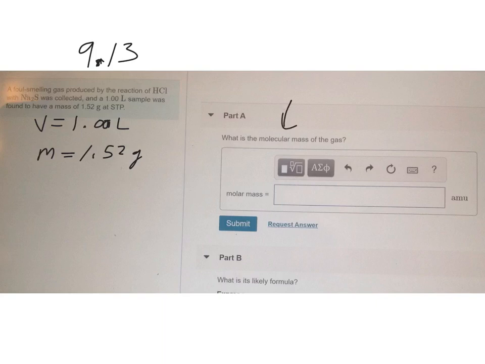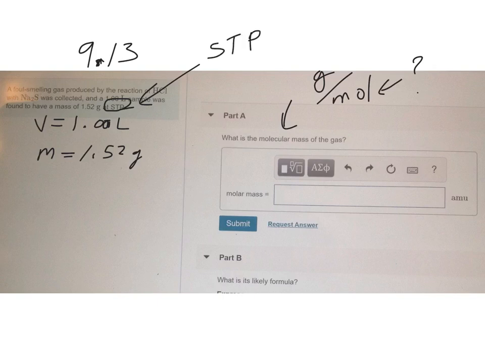To get the molecular mass, we need a mass related to a number of moles. Well, we have the mass, 1.52 grams. What we need is the number of moles related to 1.52 grams. They're being very nice to us. They're telling us that we're at STP. One of the things I told you guys was that you'll be lots of fun at parties and save yourself a lot of work if you remember that at STP, 1 mole of gas has a volume of 22.4 liters.